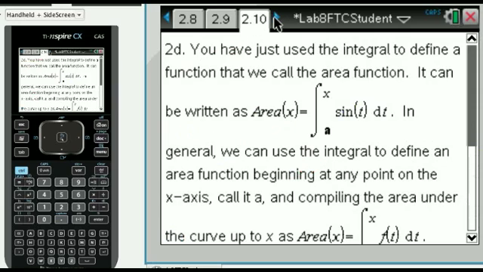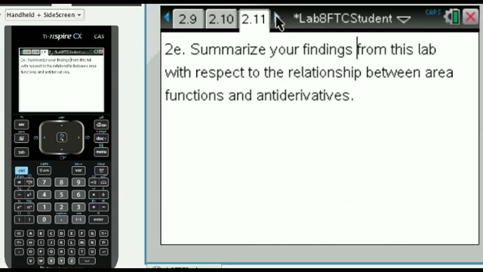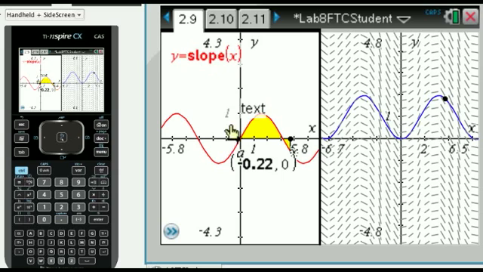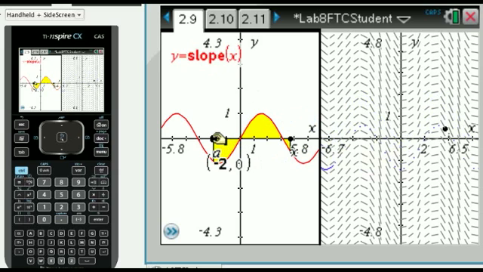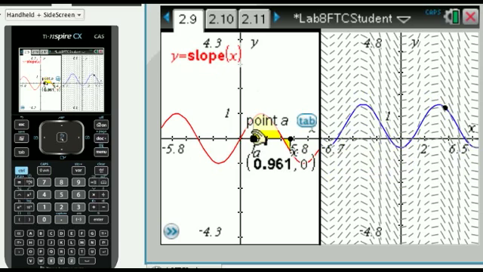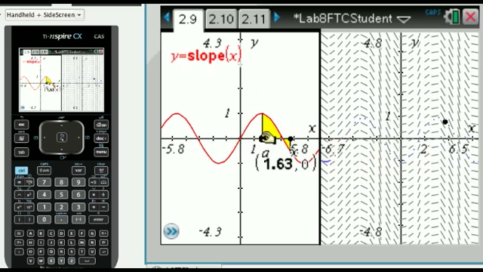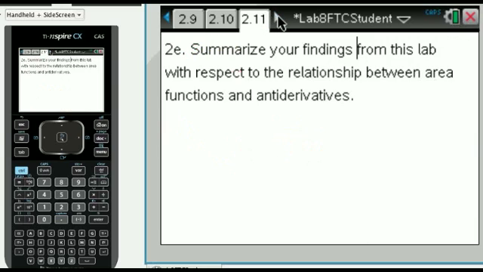And then as we wrap up the lab, we say, all right, suppose you look at manipulating not x, but a, the lower limit of integration. What sort of effects would that have? So they're asked to go back, and they're going to look at manipulating a here, and they can see that it moves up and down on the slope field, but yet always maintains a shape similar to the slope field, no matter where it is. And then finally they're asked to summarize what they notice about the relationship between area functions and derivatives.